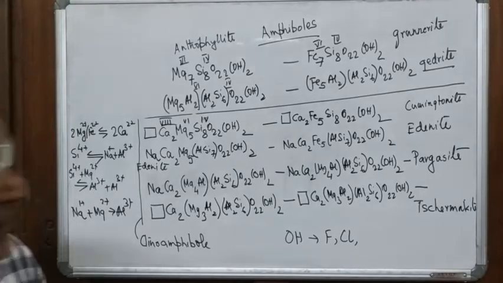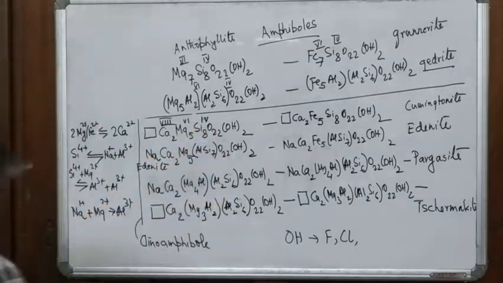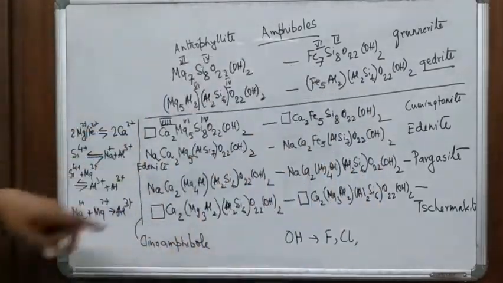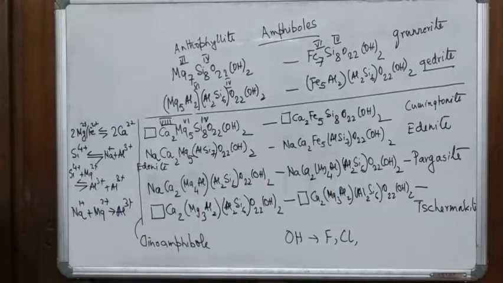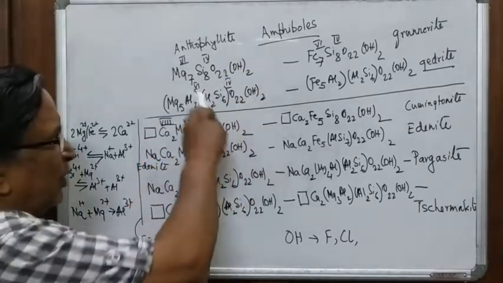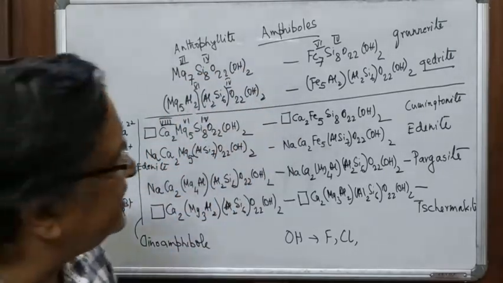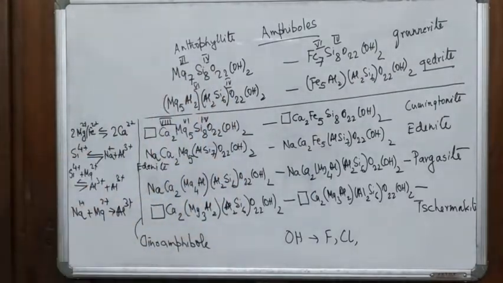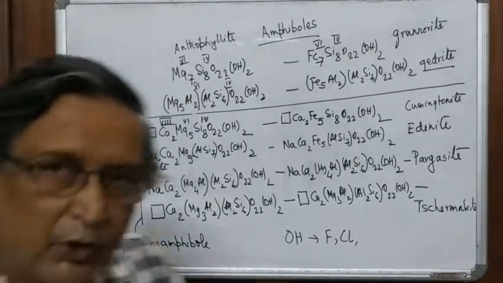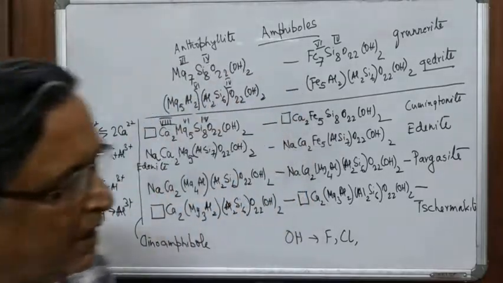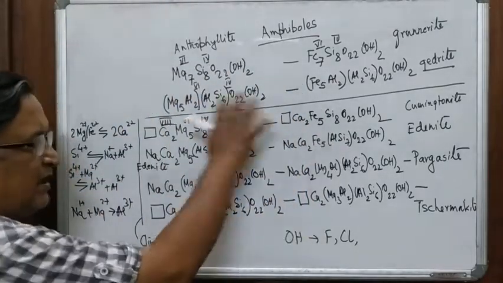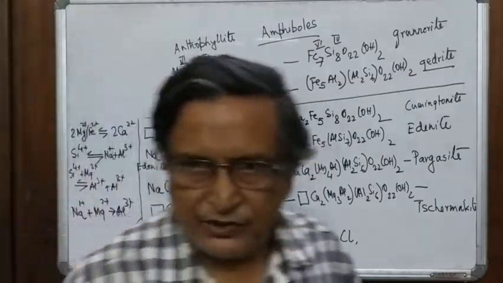Okay, so this is where we left off in the last lecture. We have orthoamphiboles forming grunerite and gedrite. And then you have clinoamphiboles. These are monoclinic amphiboles, and they can be described by several end-member compounds.